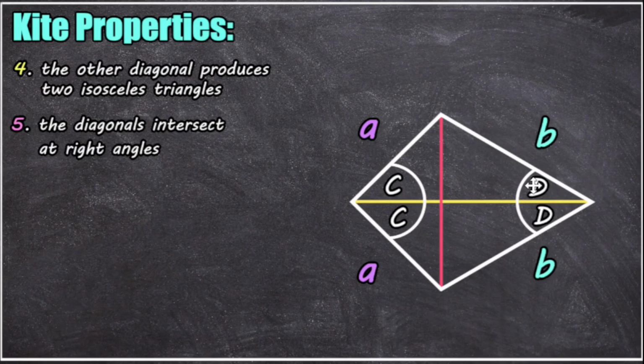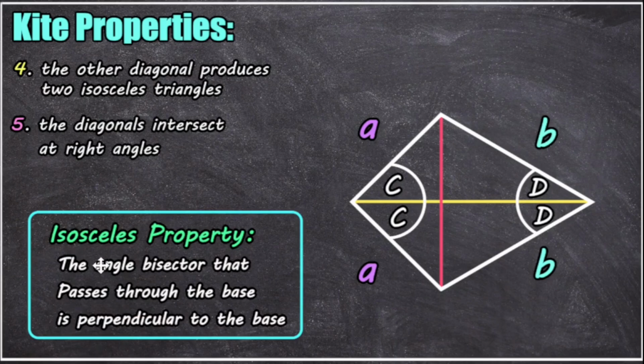The angle of size 2D is opposite the base in the isosceles triangle on the right, and the angle of size 2C is opposite the base in the isosceles triangle on the left. In both cases, the angle that's opposite the base is bisected by the first diagonal. In an isosceles triangle, this property leads to a useful result. Here's a property. The angle bisector that passes through the base is perpendicular to the base. An angle bisector splits an angle into two equal parts, which is the case in both of the isosceles triangles.